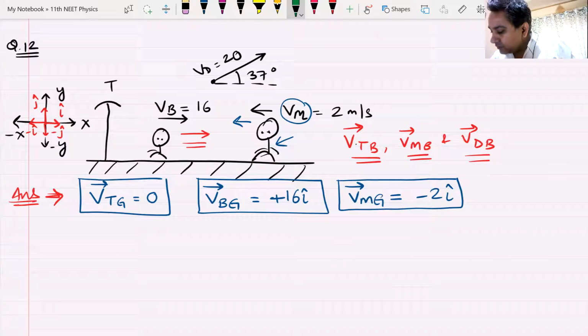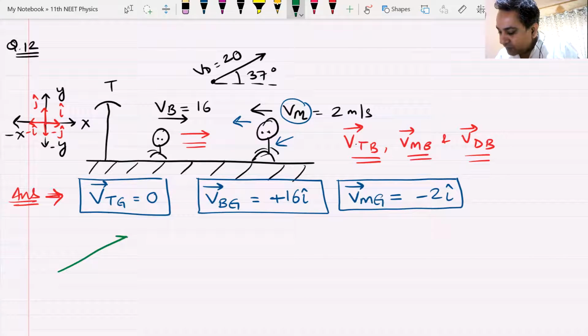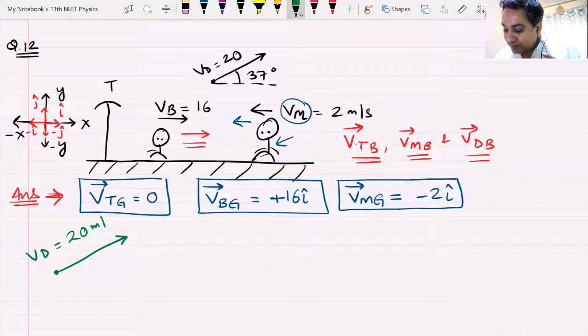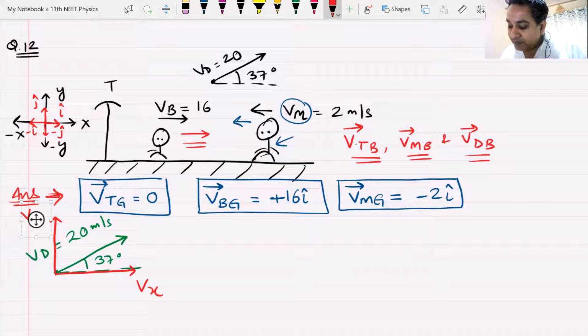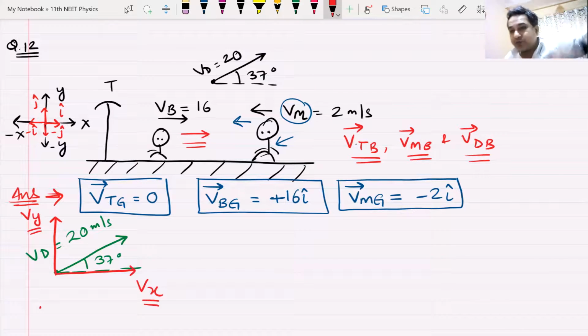Now look at bird. Look at this gentleman bird. The bird is moving like this. I call the velocity of bird, this is with respect to ground, 20 meter per second like this. And this angle is given as 37 degrees. Now, if you want to write it in vector form, you will have to break it up into x and y component. This component will be known as the x component, and this component will be known as the y component. What has happened? Am I correct, Niharika? I have to find the x and the y component. Yes or no?